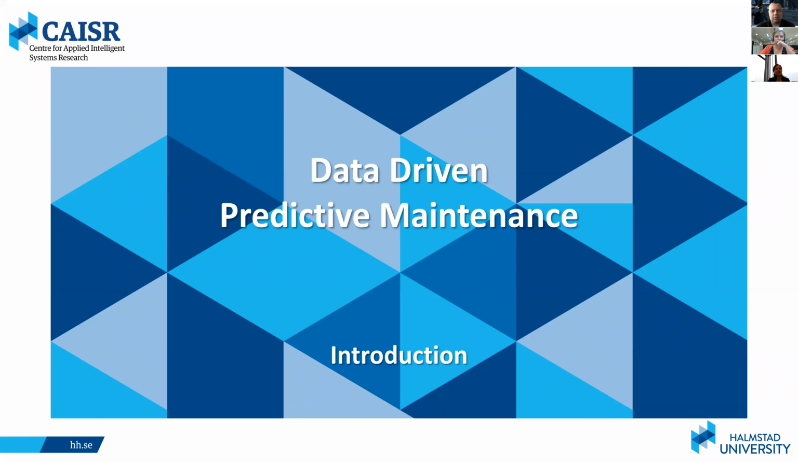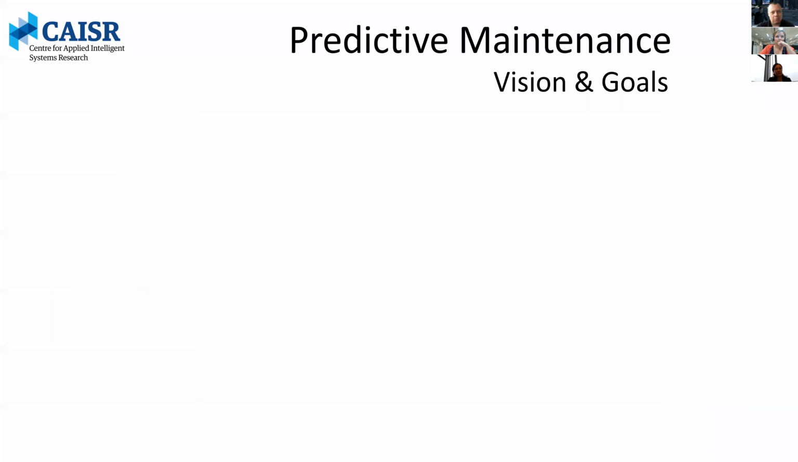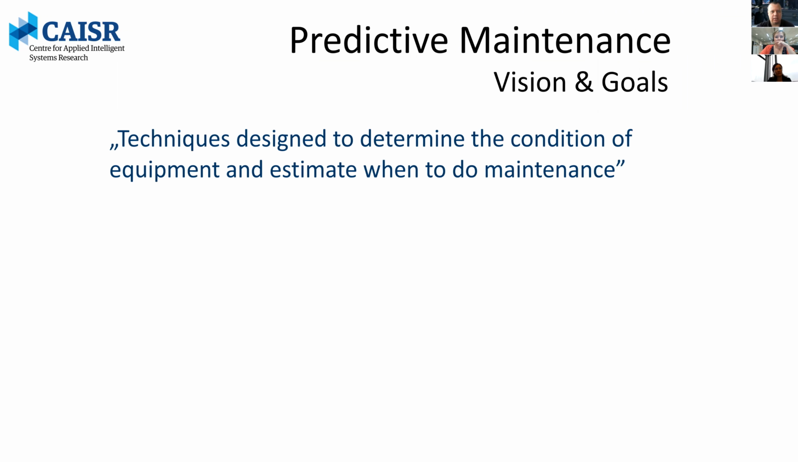So let me then start by talking a little bit about why data-driven predictive maintenance is so important. And I'm not going into too much detail because, since you are here, you obviously understand why this is so important. But I just wanted to give a little bit of an introduction into what predictive maintenance is and what you can actually do with it in the context of machine learning. So basically, predictive maintenance is anything that allows you to figure out the condition of equipment and estimate when to do maintenance. That doesn't sound very difficult, but it actually turns out to be quite interesting.